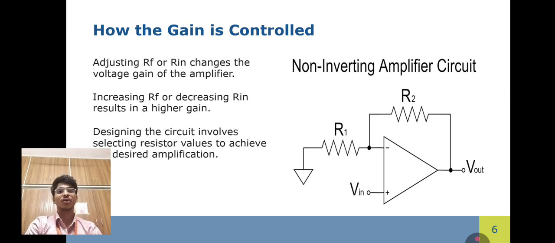How the gain is controlled. Adjusting RF and Rin changes the voltage gain of the amplifier. Increasing RF or decreasing Rin results in higher gain. Designing the circuit involves selecting resistor values to achieve the desired amplification. Non-inverting amplifier circuit: R2, R1, Vin, Vout.